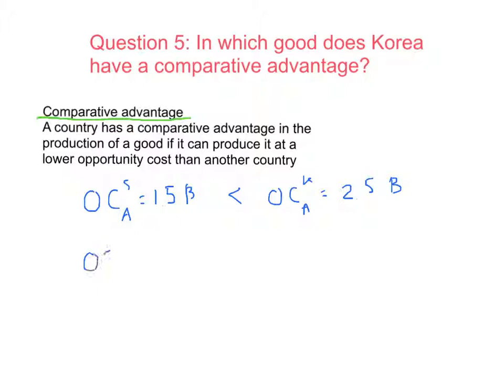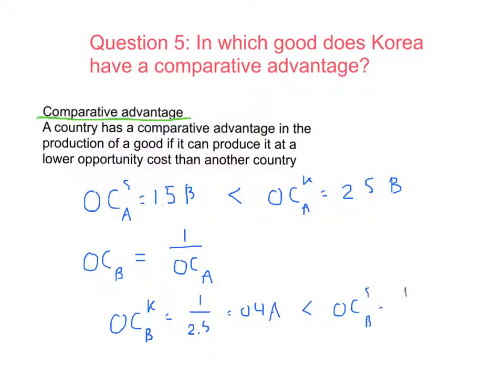If you want to find the opportunity cost of good B, what we have to do is just take 1 divided by the opportunity cost of good A. So, for example, the opportunity cost of good B in Korea is equal to 1 divided by 2.5, which is equal to 0.4 A, which is less than the opportunity cost of B in Sweden, 1 divided by 1.5, equal to 0.67 A. And therefore we can conclude that Korea has a comparative advantage in good B. So Sweden, comparative advantage in good A. Korea, comparative advantage in good B.